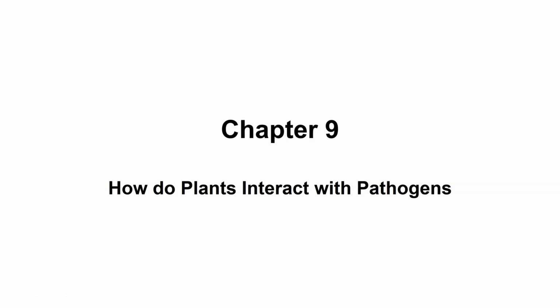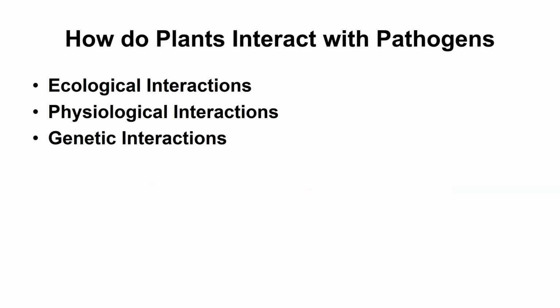We're going to look at how plants interact with pathogens. This is a very important chapter because it really goes into what's happening with plants and what plants are doing when the pathogen comes in and attacks them. We're going to break this down into several different parts.